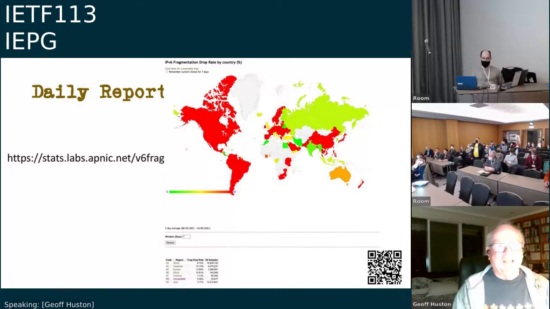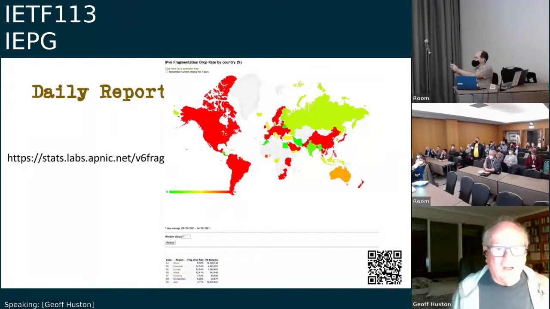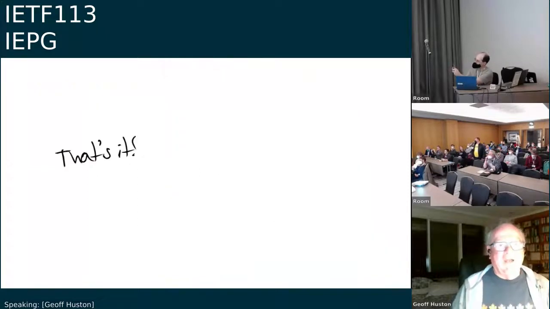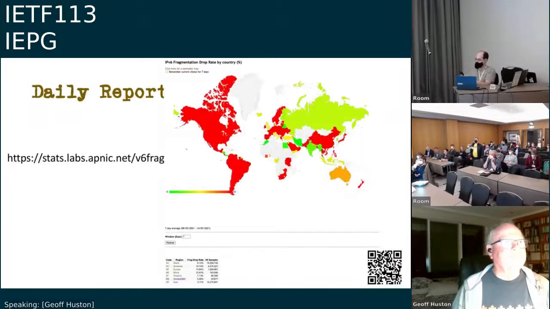And if you want to see the current numbers, because this is working, I think we're doing about 6 to 7 million samples a day across the planet. That QR code will take you to this URL. This URL generates a daily report, and it actually looks at the state of fragmentation headers all the time. And I am done. Thank you. Back to you.